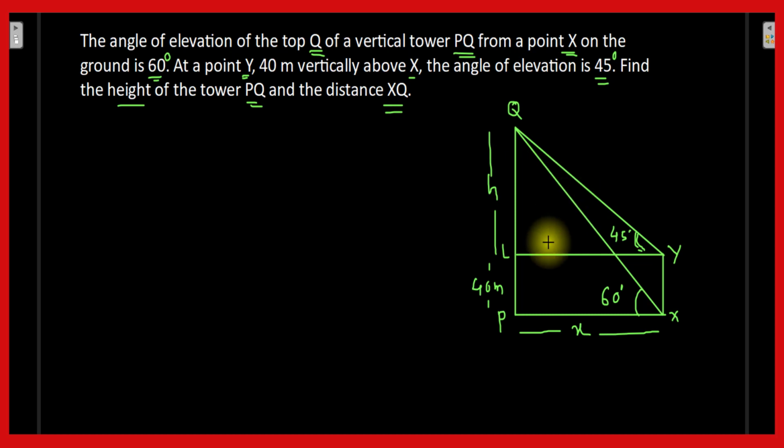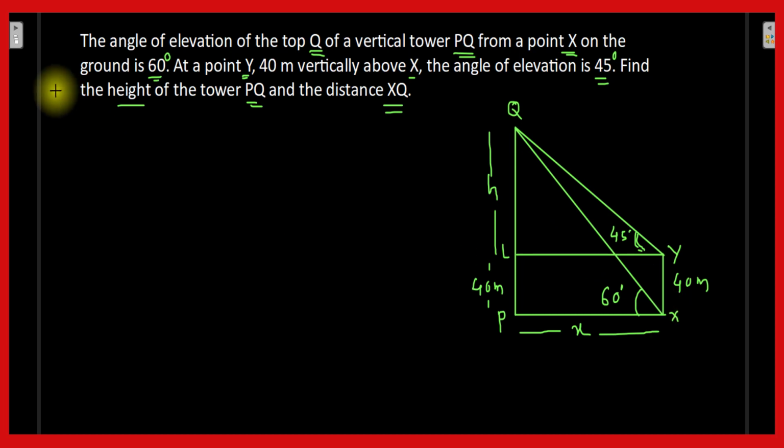Now friends, here it is given that PQ is a tower, Q is the top, and the angle of elevation of the top of this tower from a point on the ground is 60 degree, and it is said that at a point vertically above X, 40 meter above, there is a Y point, and the angle of elevation of the top of the tower, that is point Q, from this point Y is 45 degree, and we have to find the height of the tower, this total height, and the distance XQ.